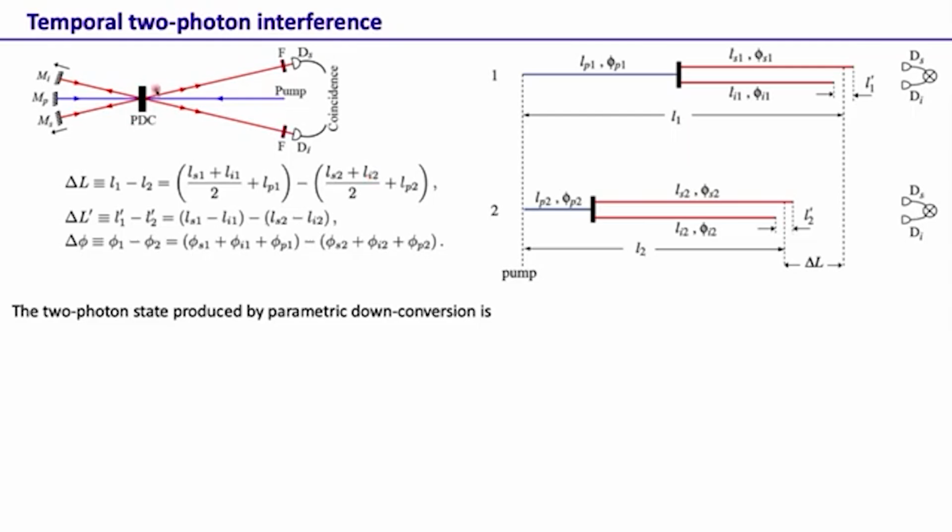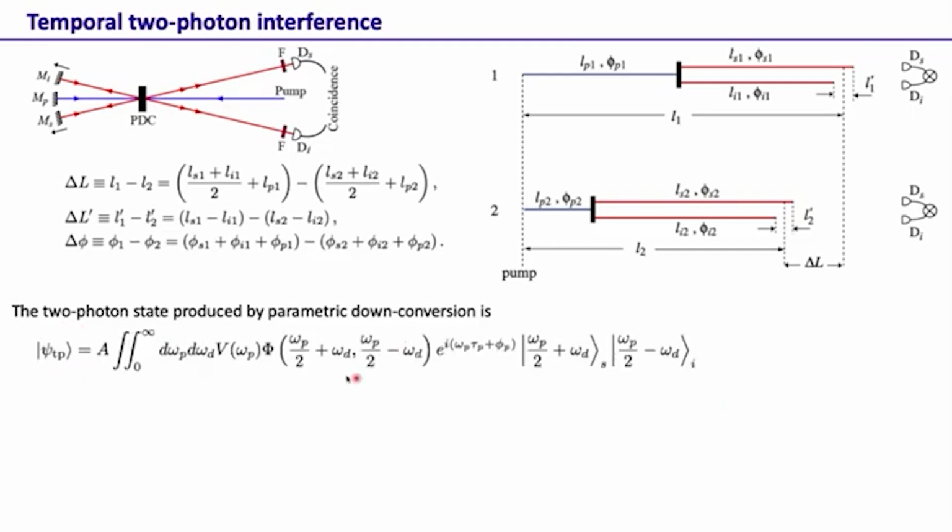So here is the down conversion, and then we want to get the coincidence as a function of the two-photon interference. So first of all, what is the two-photon state produced by parametric down conversion? So this is the two-photon state. This we have already derived. Here we are writing it in terms of omega p and omega t. So this is the two-photon state produced by parametric down conversion.